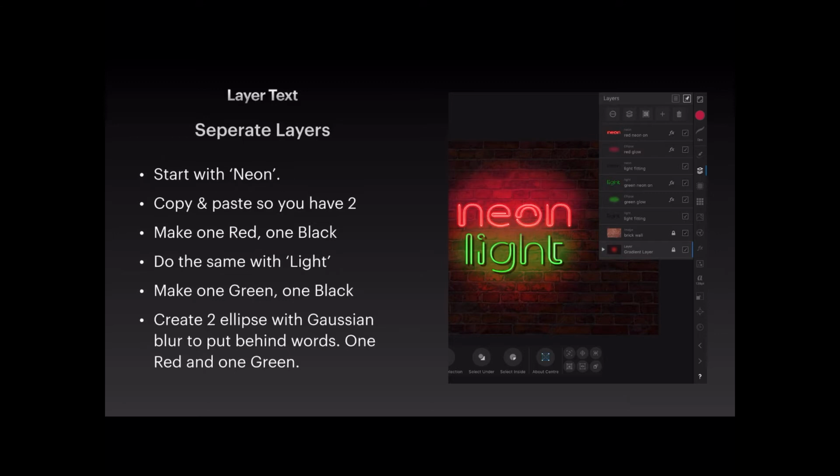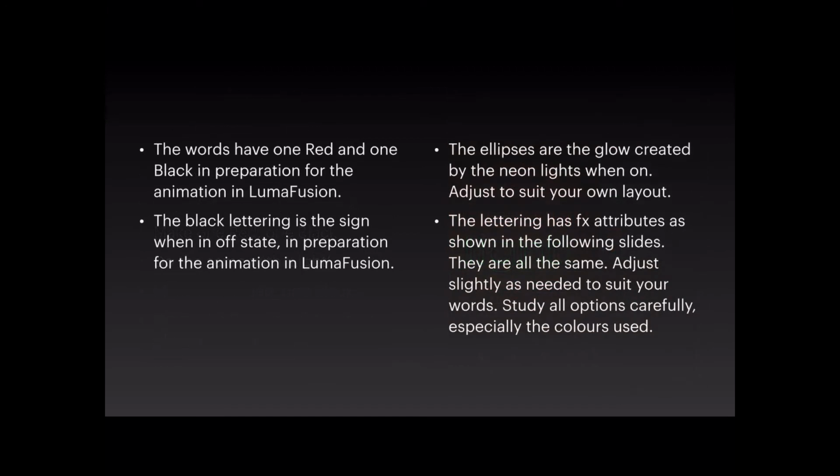The two words will be, in effect, on all the time. I've done that because I'm going to animate it. Now, the words have one red and one black in preparation for the animation in LumaFusion. If you're not going to animate it, you don't need the black. The black lettering is the sign when it's in the off state, in preparation for that animation. The ellipses are the red glow created by the neon lights when they're on.